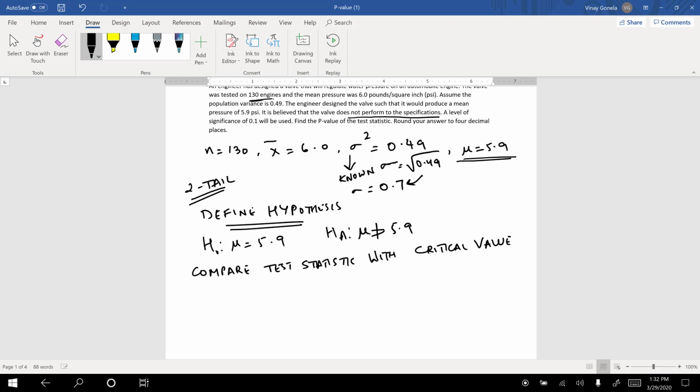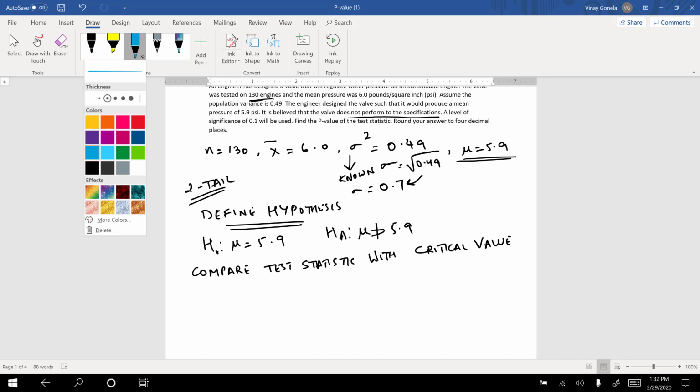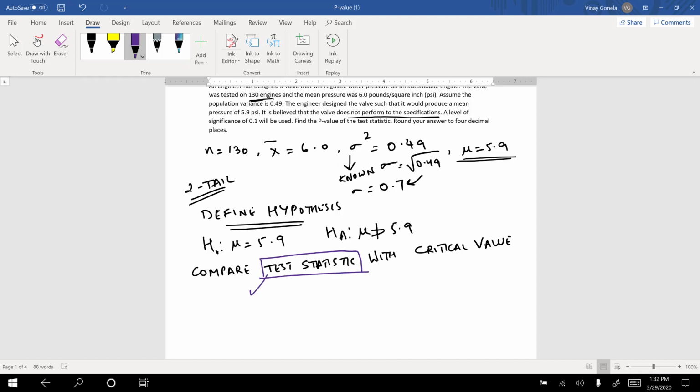So the test statistic, the formula for test statistic. So which one we will be using, Z, T or proportions? This is a mean problem, so we will be using either of Z or T. So n is 130, so this is n greater than 30, and then your sigma is known, so this means we will be using Z stat.